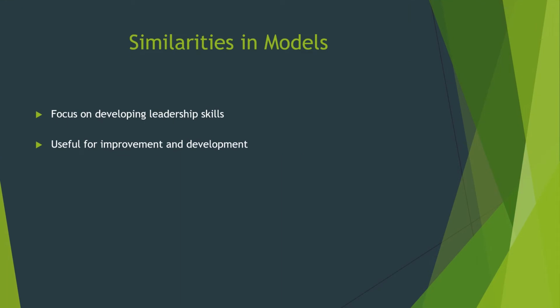Similarities in the models. The similarities between the GE Transformational Leadership Development Variable and Process Model and the National Public Health Leadership Institute Model of Leadership Evaluation is that both models focus on developing the leadership skills needed to guide their organizations. And both models are useful for the improvement and development for leadership and for the organization in structuring leadership plans.